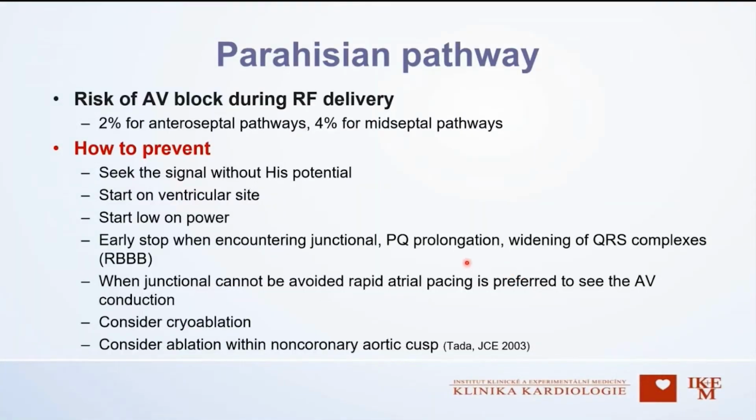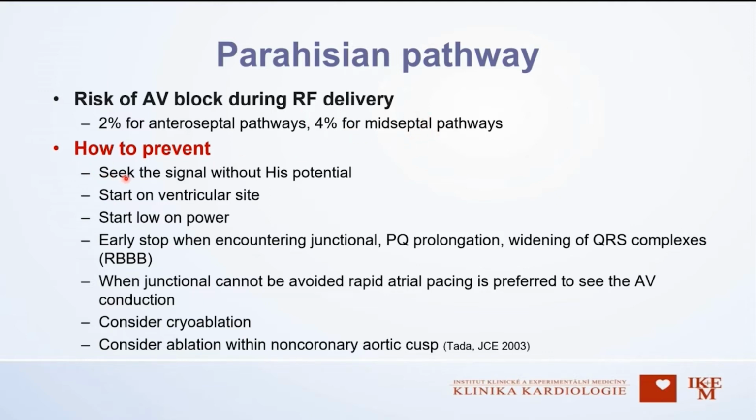A few words about parahisian pathways. They might be risky because of the risk of AV block. The risk is surprisingly lower for anteroseptal. People are afraid to ablate close to the His. The risk is somehow higher for the so-called mid-septal, generally meaning the His is protected by the fibrous tissue, but if you damage conduction, you usually damage very easily the AV node. So for those mid-septals, you have to be careful.